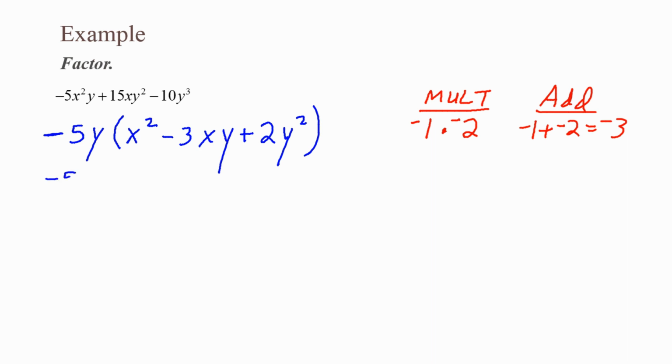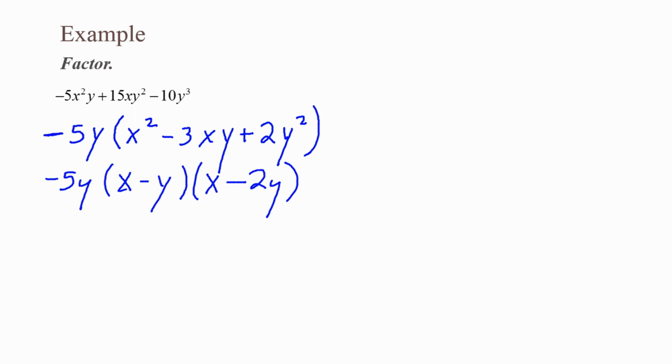Bring down my negative 5y. In one parenthesis, I'll have x minus 1y, or just y. In my other parentheses, I'll have x minus 2y. So my final answer is negative 5y parenthesis x minus y parenthesis x minus 2y. I can check my answer by doing FOIL first, then distributing.